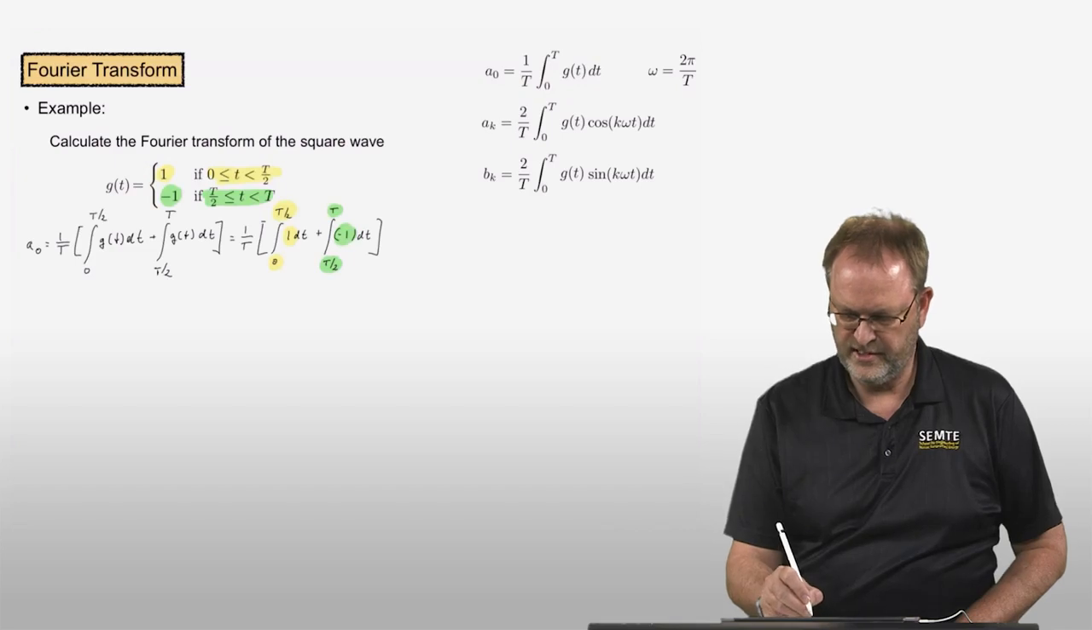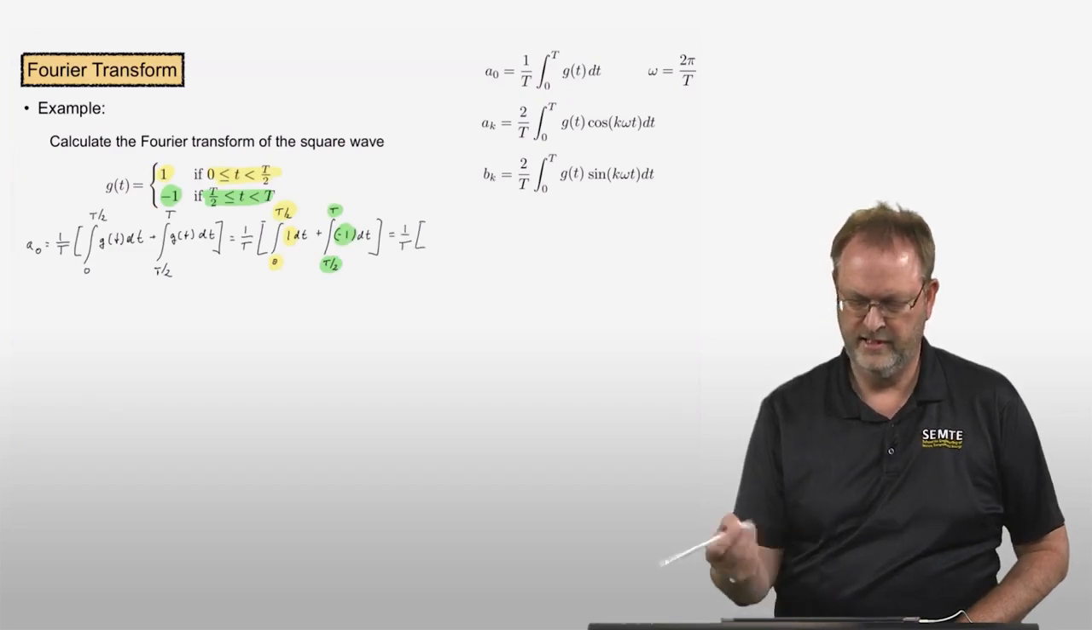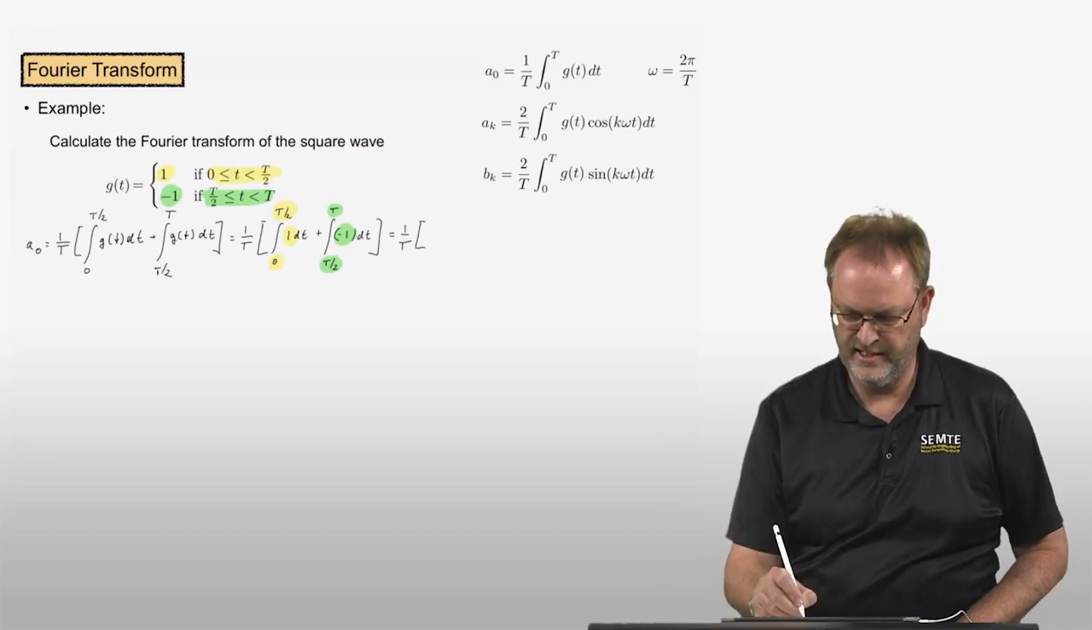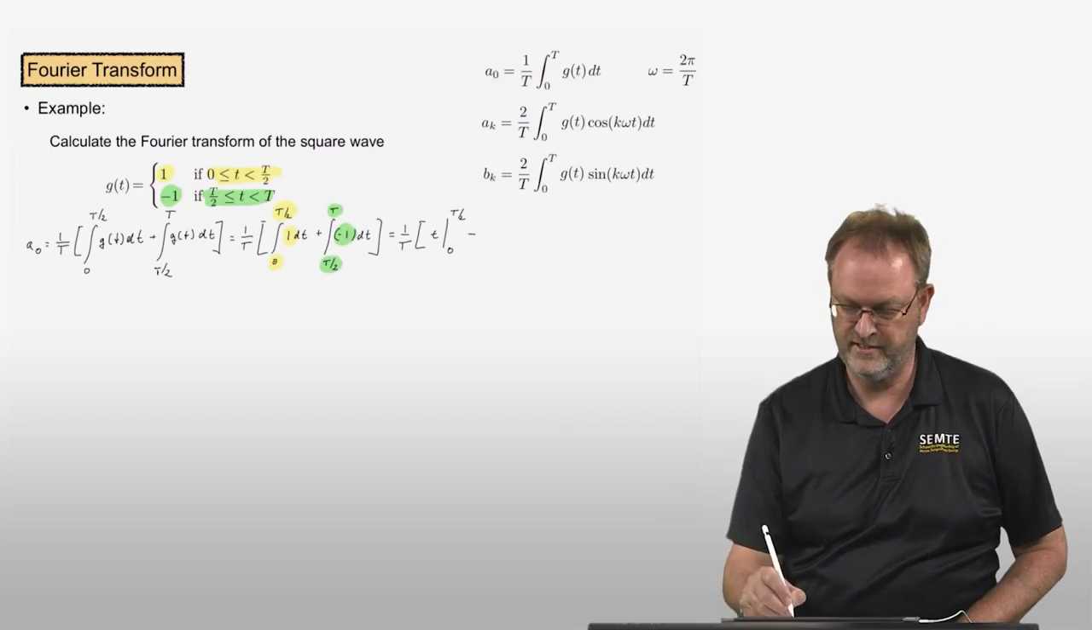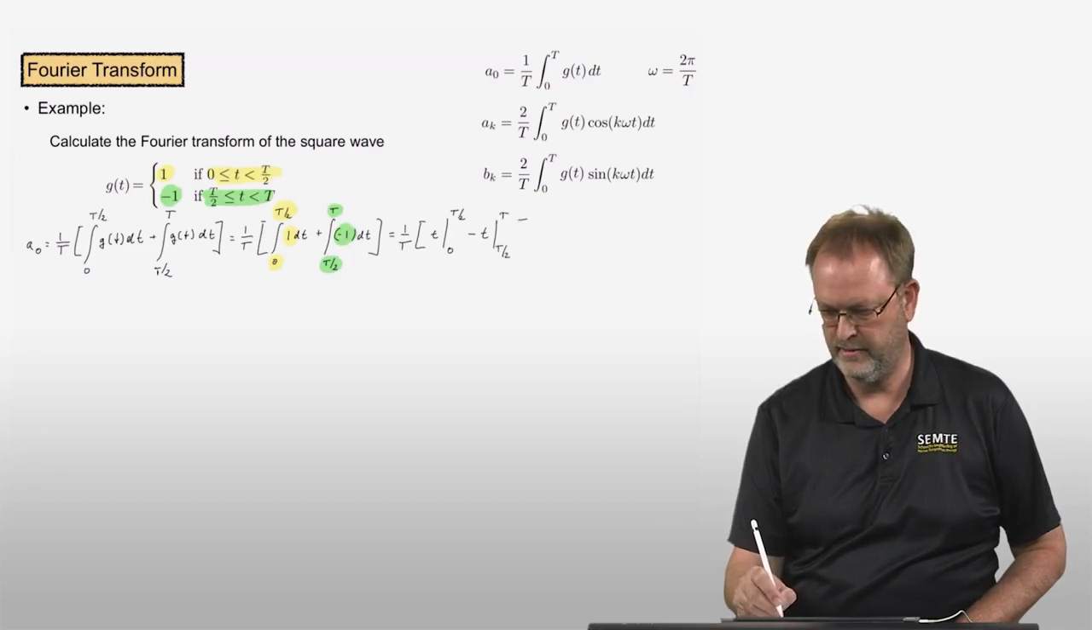Okay, so let's do this integral. It's 1 over T times the integral of 1 dt, which is just t within the bounds of 0 to T over 2, plus or minus, I can pull out the sign, minus the integral of 1 dt, which is t from T over 2 to T.